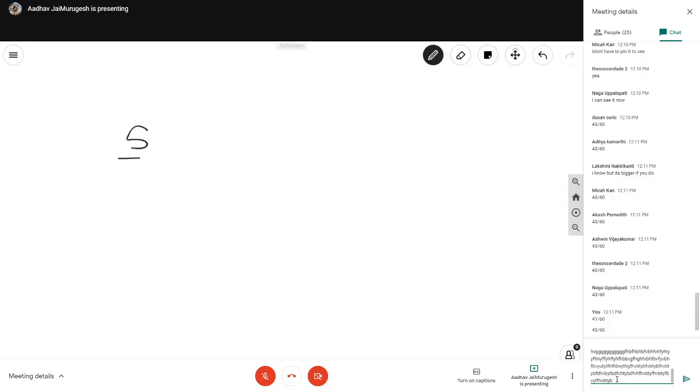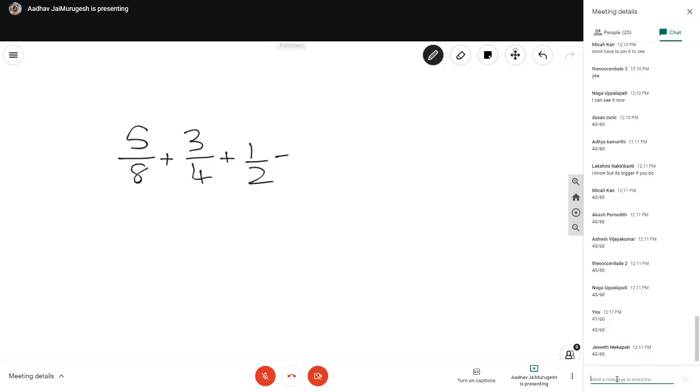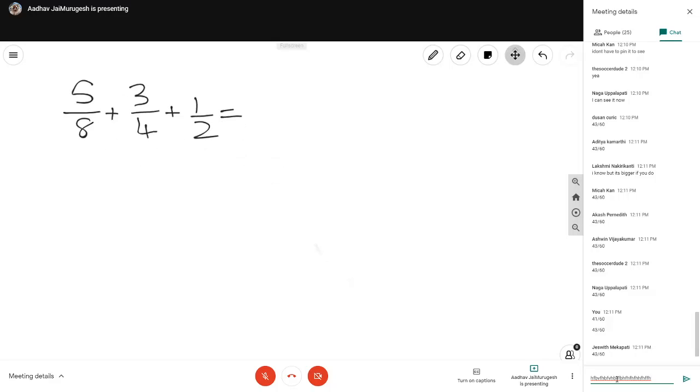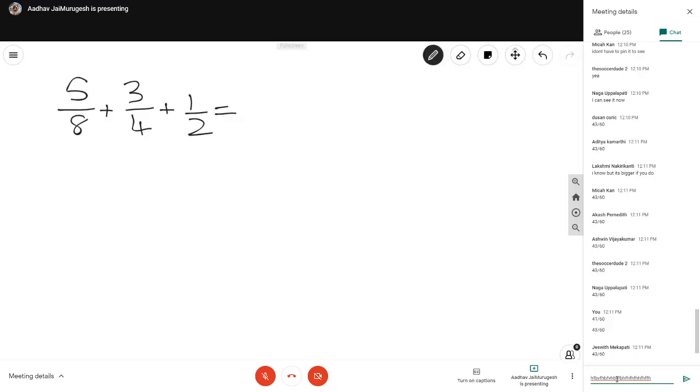It's just gonna be 5/8 plus 3/4 plus 1/2. So I mean it's not really that hard, but I don't get the top part. I think you're talking about the pattern. So let me just write down the pattern. Let me just draw the pattern over here so you guys are more familiar with the pattern.